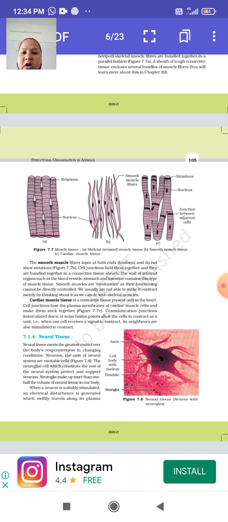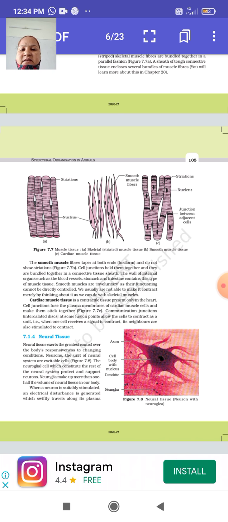We are not able to make them contract merely by thinking about it, as we can do with skeletal muscles. Skeletal muscles are voluntary, which means they are under our control. We can stretch our limbs in any position, so they are under our control, and we call them voluntary. But smooth muscles are involuntary.